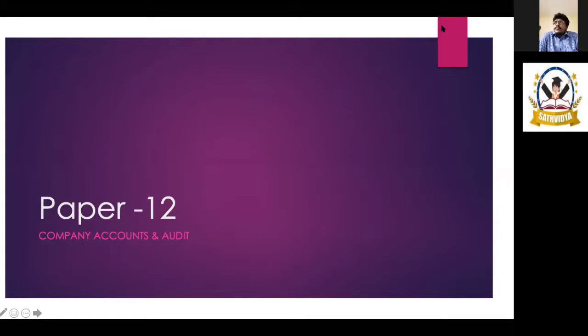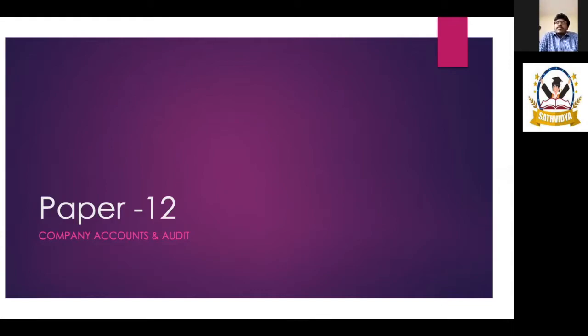So I'm Aditya, a cost accountant practicing for 5 years in the industry, and I'm going to deal with paper 12. In paper 12, we have two parts, that is company accounts and audit, which is 50 marks for company accounts and 50 marks for audit. Okay, let's go with the audit today.